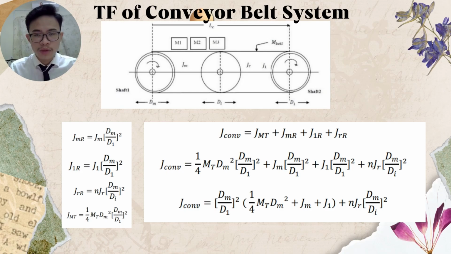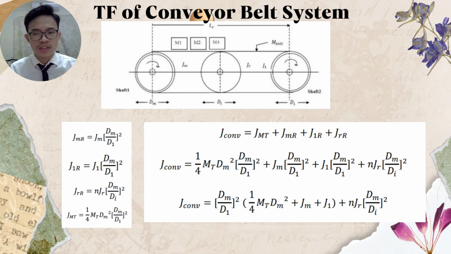For this part, we will be talking about the transfer function of the conveyor belt system. On the top figure, it is the schematic diagram for the conveyor belt system. In order to calculate the J-conv, the sum of all the products, and the mass of the belt constitute the total mass transported by the conveyor belt system, we need to determine the mass moment of inertia of all components that undergo rotational motion.